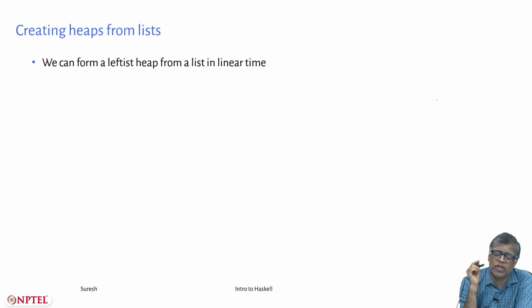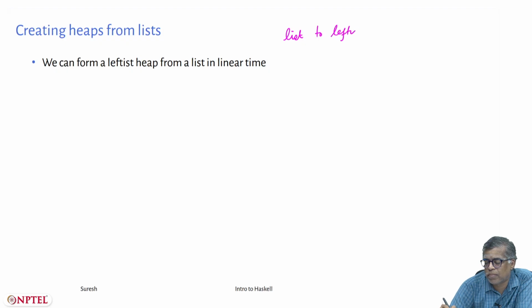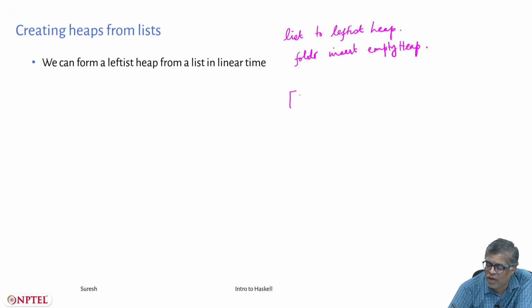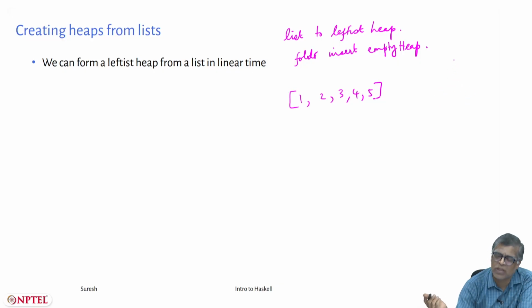You can form a leftist heap from a list in linear time. Actually, you can form a list to leftist heap. We have a template already, namely foldr of insert empty heap. Right? You have a list 1, 2, 3, 4, 5. You first insert 5 in the heap, then you insert 4, 3, whatever. You insert things in whatever order, and you can maintain this leftist thing and balance and whatnot.